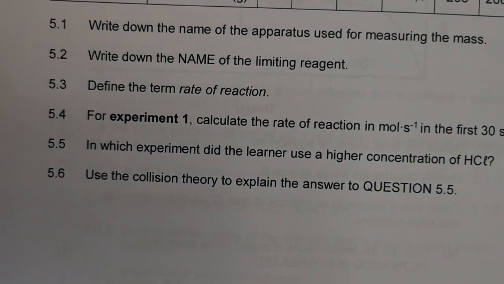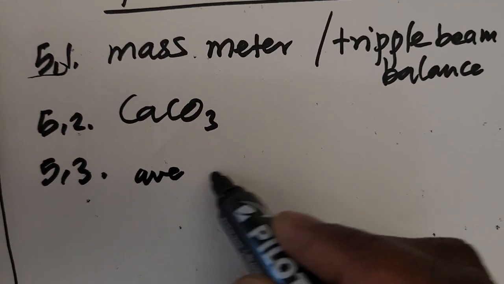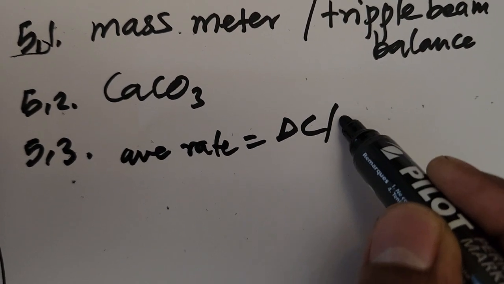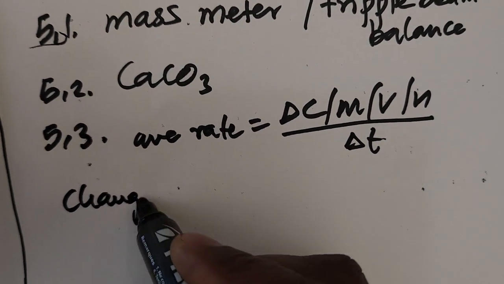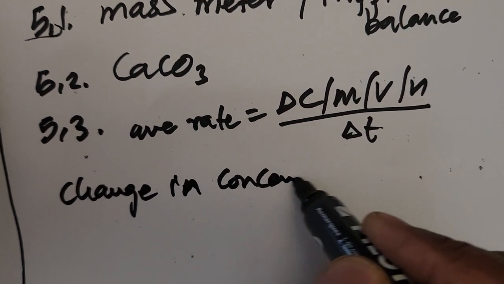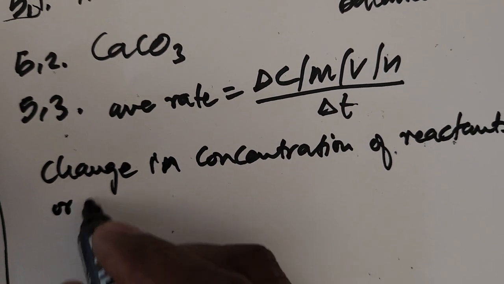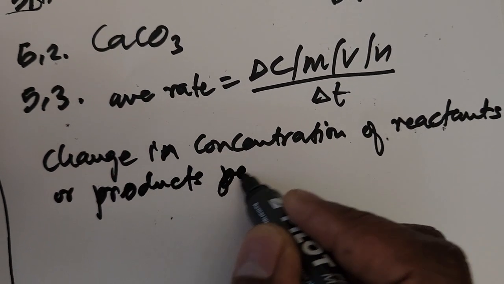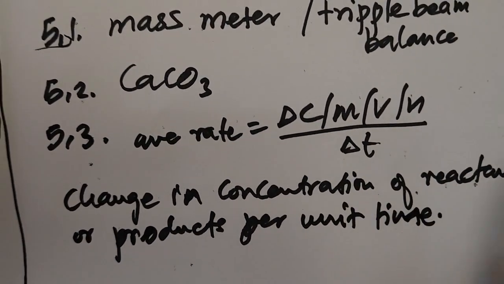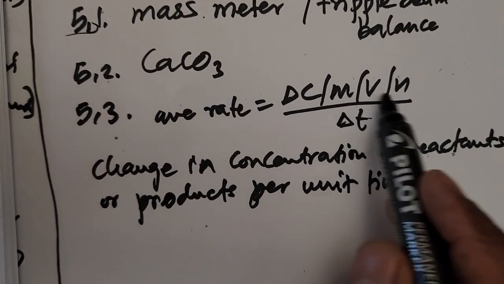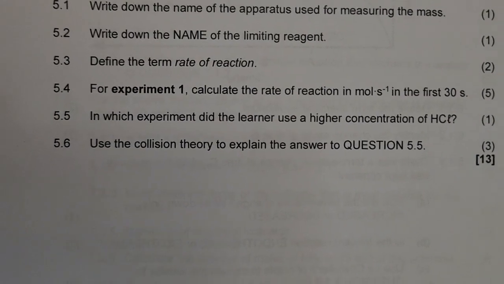5.3, they're saying define the term rate of reaction. Remember, there are many definitions. You can't use this one. Average rate equals delta C over delta t. So you can define using this one, but the easiest one will be just change in concentration of reactants or products per unit time. It could be change in mass of the reactants or product per unit time, change in volume, or just a rate of change in concentration. Fine, so that is how easy this definition is.